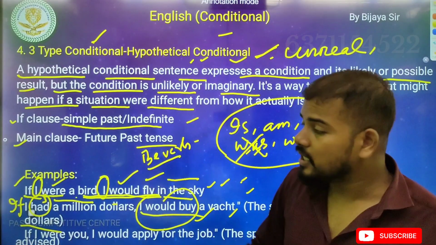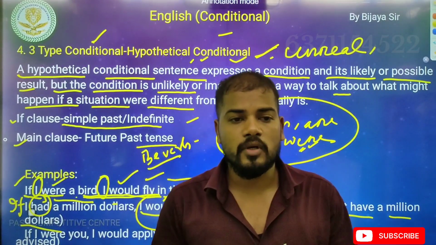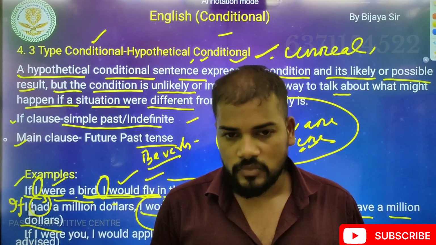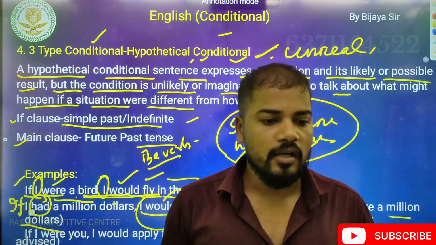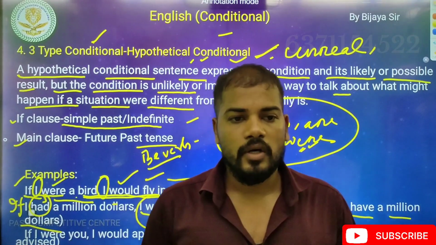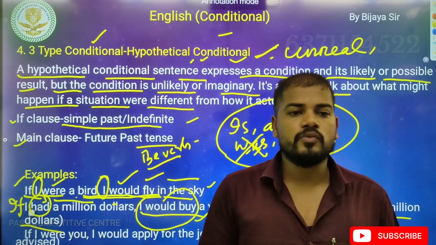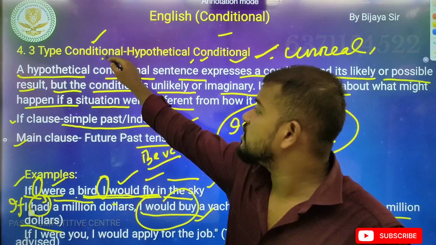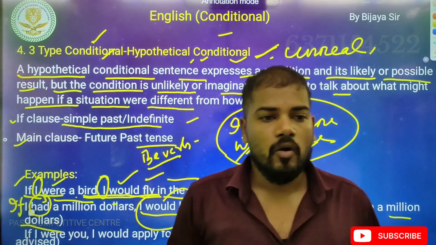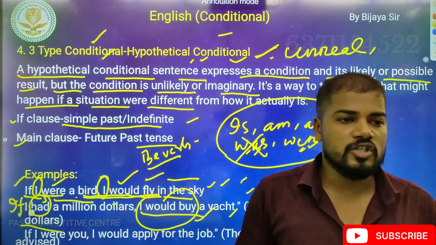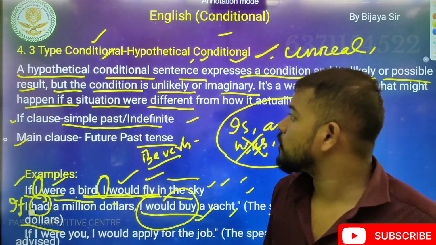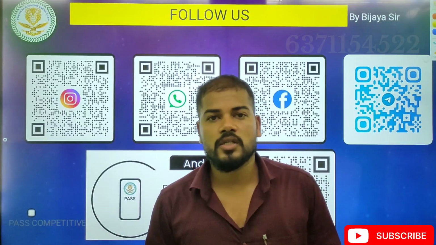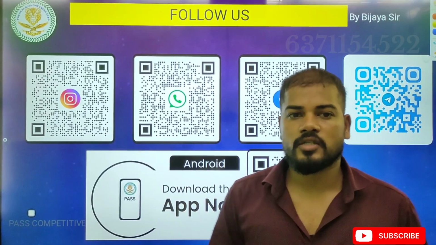Our second type conditional, that is type 1 conditional, is known as open conditional. Our third type conditional, type 2 conditional, is closed conditional, as well as our final and last conditional, that is hypothetical conditional, which is known as type 3 conditional. Okay, so I hope you understood what is conditional, the structure of conditionals, and the four types of conditional, the different kinds of conditional sentences.